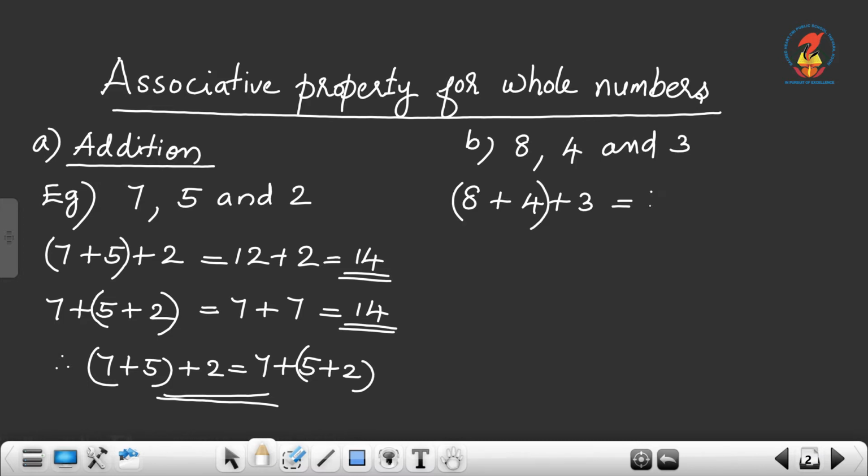What is 8 plus 4? 8 plus 4 is equal to 12. So, 12 plus 3. What is 12 plus 3? 12 plus 3 is equal to 15.